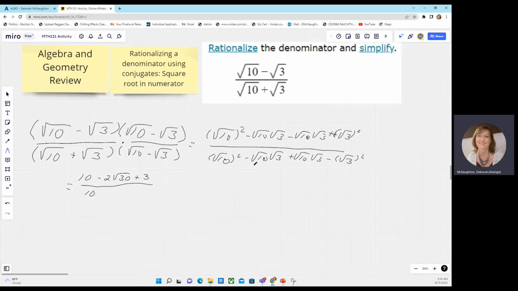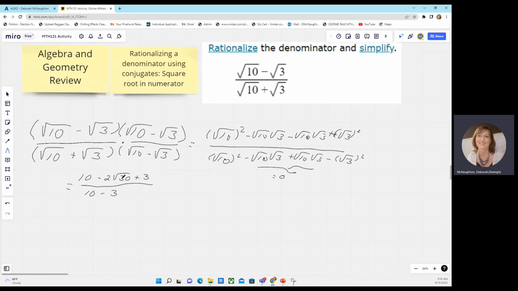These terms disappear. These two terms added together give me 0. And then I have minus the square root of 3 squared, which is 3. So this can't be simplified. The square root of 30, there are no perfect squares in 30. So I just leave this as it is.